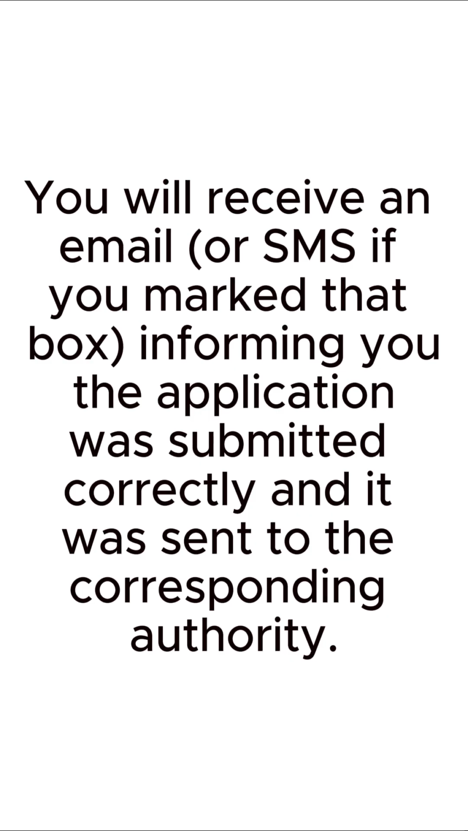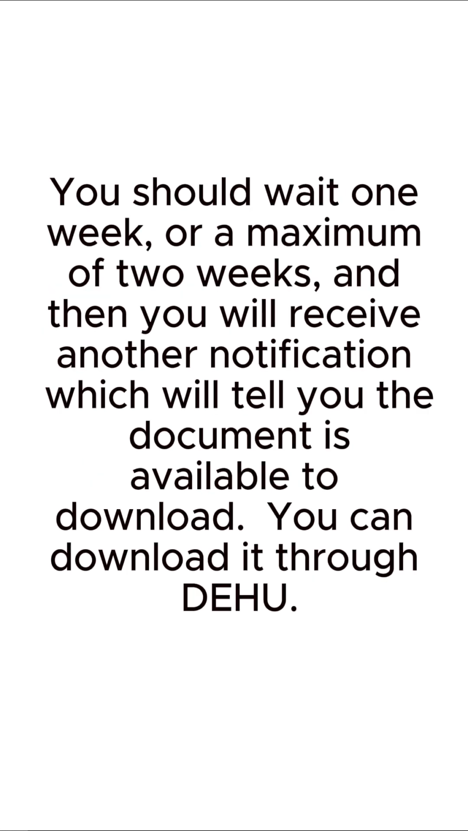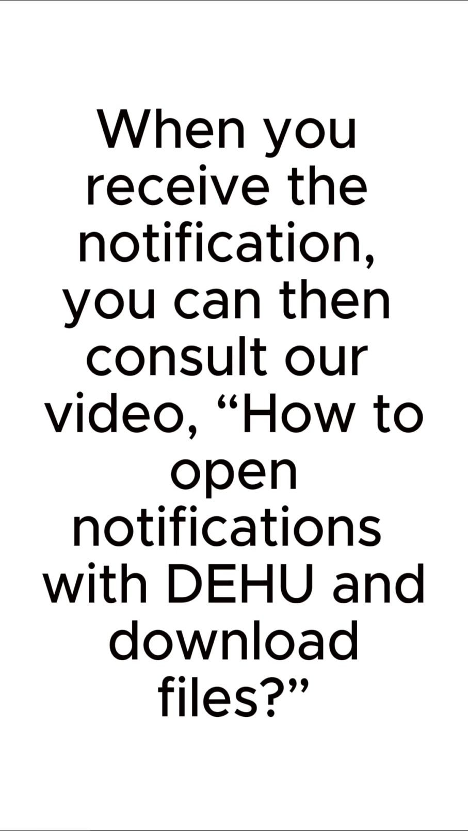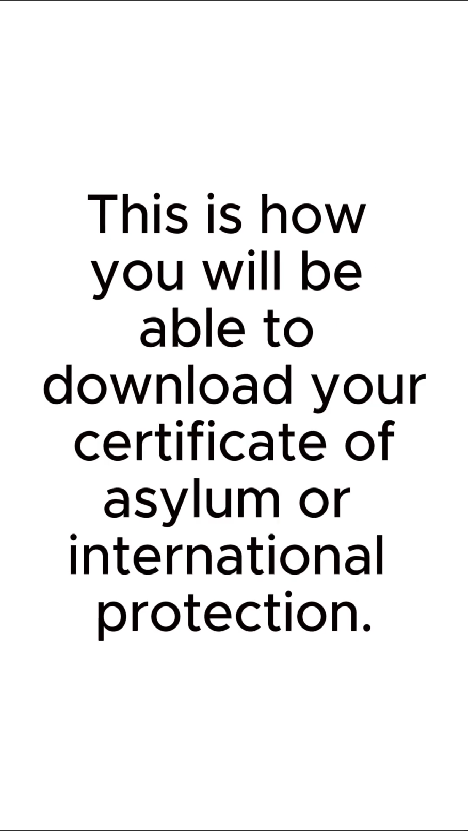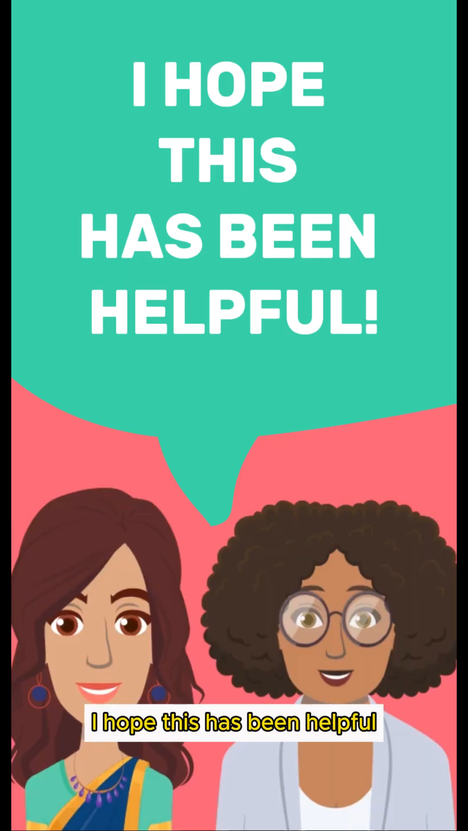You will receive an email or SMS if you marked that box, informing you the application was submitted correctly and it was sent to the corresponding authority. You should wait 1 week or a maximum of 2 weeks, and then you will receive another notification which will tell you the document is available to download. You can download it through Deju. When you receive the notification, you can then consult our video, How to Open Notifications with Deju, and download files. This is how you will be able to download your Certificate of Asylum or International Protection. I hope this has been helpful.